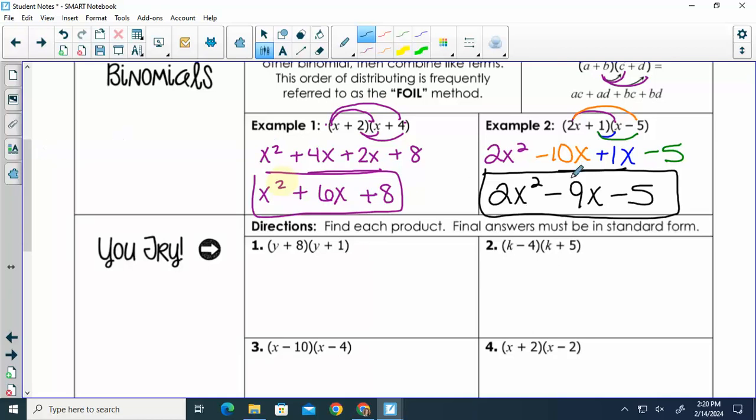Next one. So is it negative 10 plus 5? Negative 10x plus 1x, so negative 10 plus 1.